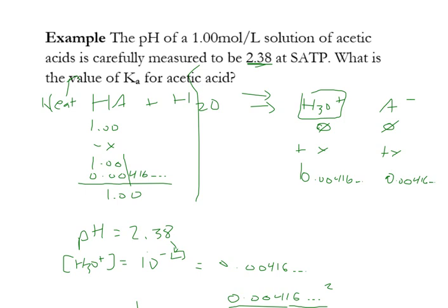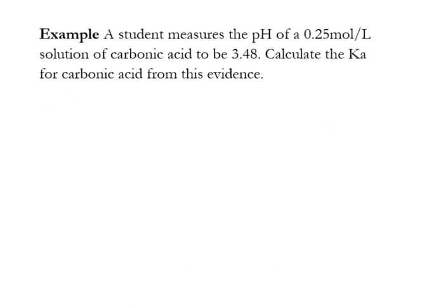Let's try another example here. Carbonic acid. A student measures the pH of carbonic acid to be this. Let's calculate the Ka value. Honestly, this is the exact same type of question, so I'm going to go a little bit faster than I have in the past. So HA, we're going to add water to it. It's going to form H3O plus and A negative. I don't care about water because I never do. Carbonic acid, its initial amount was 0.25. This guy would have been zero, this guy would have been zero, and it's going up. And this one's going down.